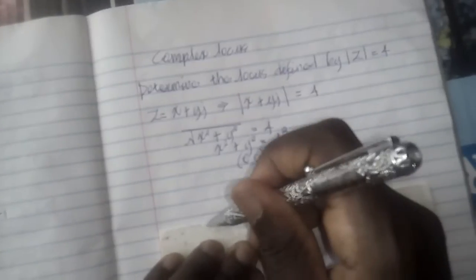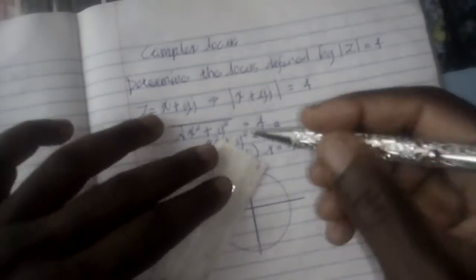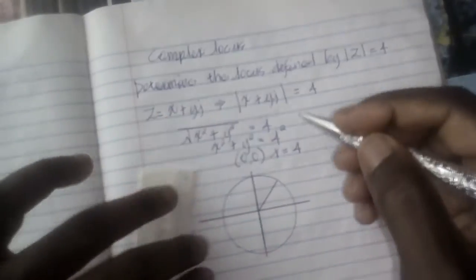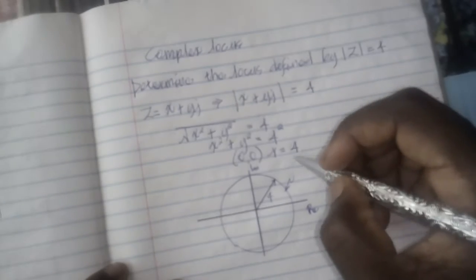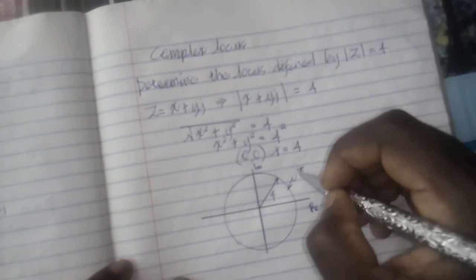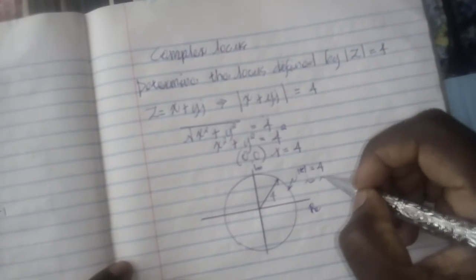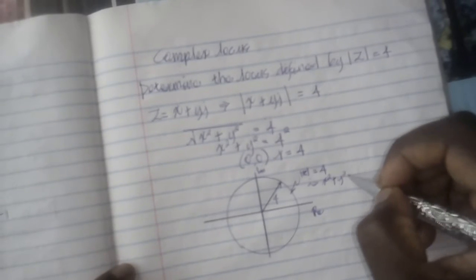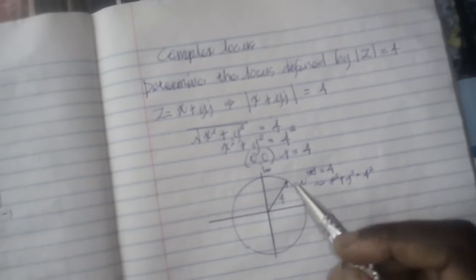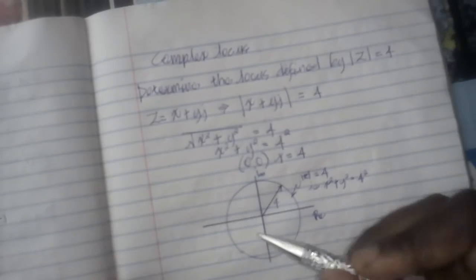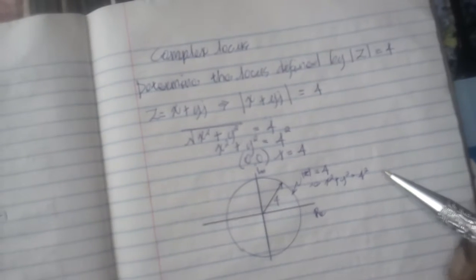It will be something like this. Okay, so now is the locus of z equal to 4, which is x squared plus y squared is equals to 4 squared. Center origin and the radius is 4.